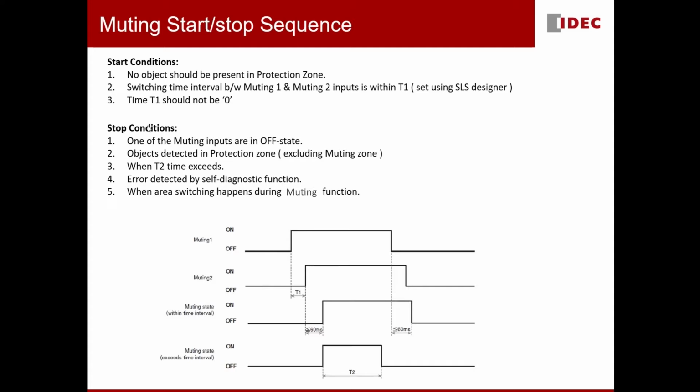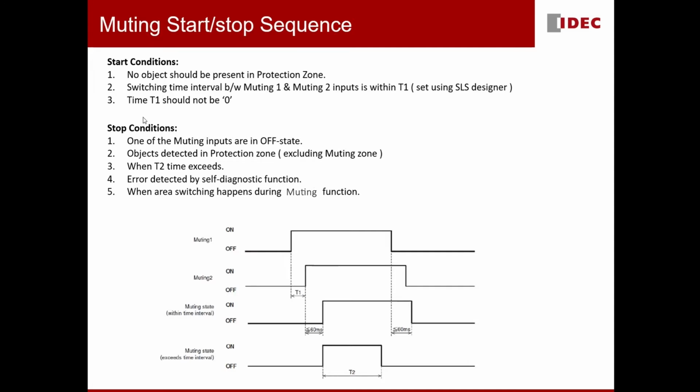Initially, for the start of the muting function, we have to make sure of these three conditions. First, no object should be present in the protection zone before switching it on. Second, the switching time interval between muting 1 and muting 2, these two inputs which we have to switch on, should be within T1 seconds. This timer can be set with the help of the SLS designer, and T1 should not be 0; it should be more than 0.